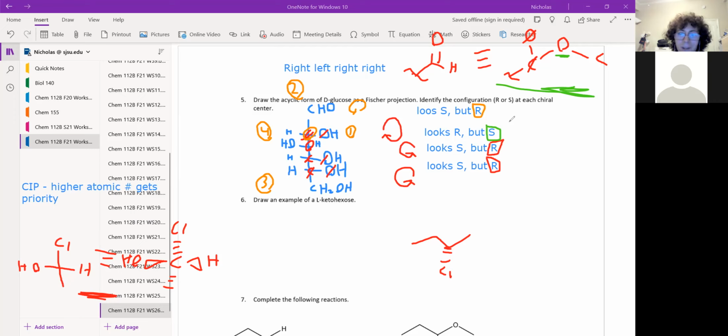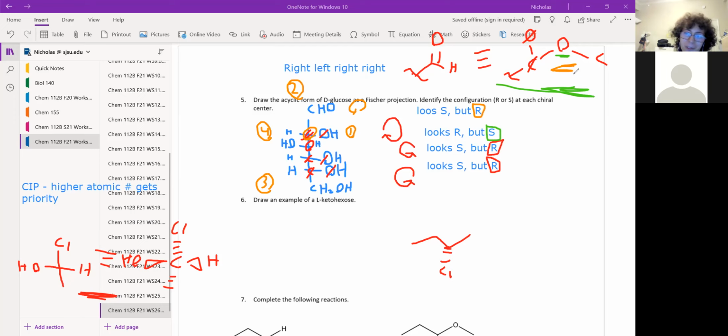Yeah, if the alcohol is on the right, then it's always going to be R. If the alcohol is on the left, it's going to be S. If it's not a sugar, this doesn't apply, but if it is a carbohydrate, then this is always going to be the case. Because the carbonyl, either the aldehyde or the ketone, is always going to be priority 1, because if you draw this interpretation out, it always works out like that.